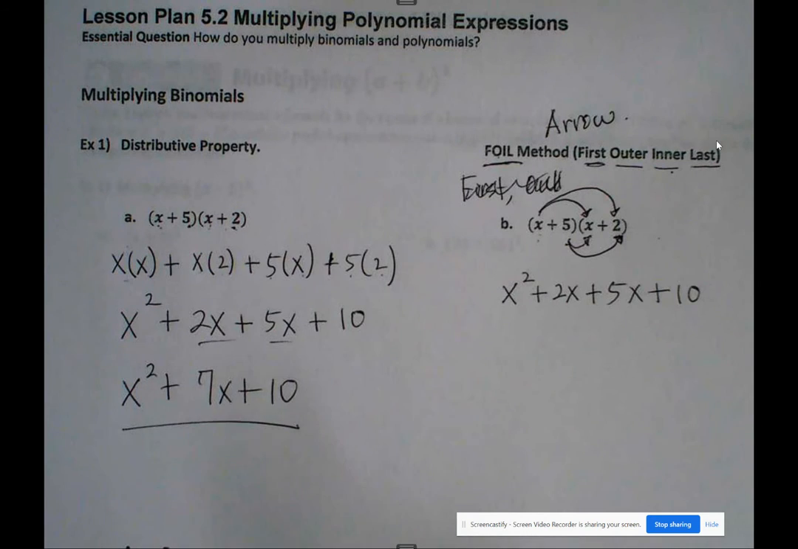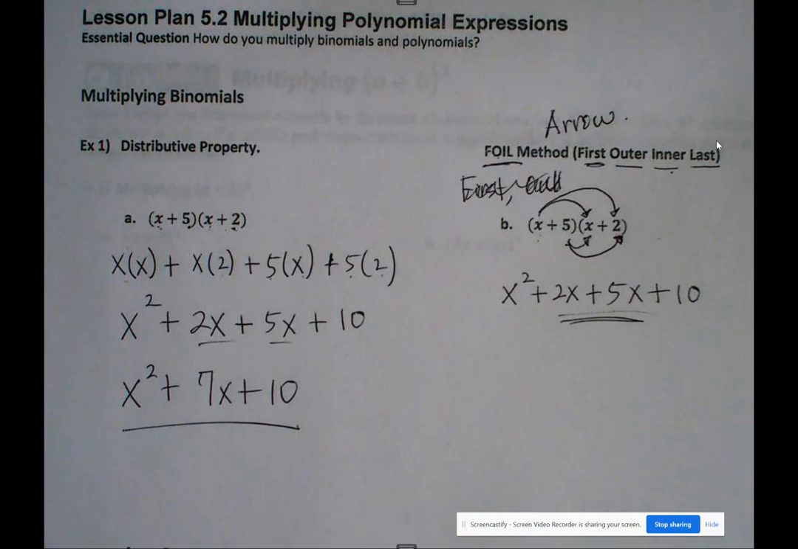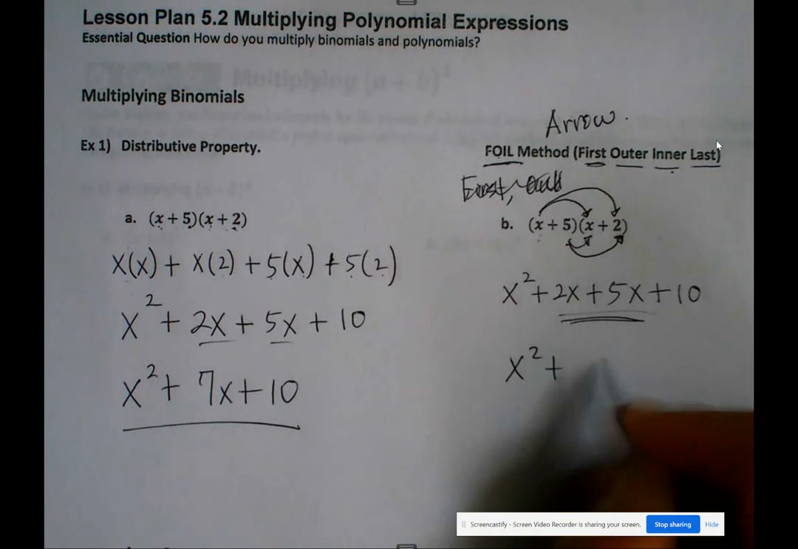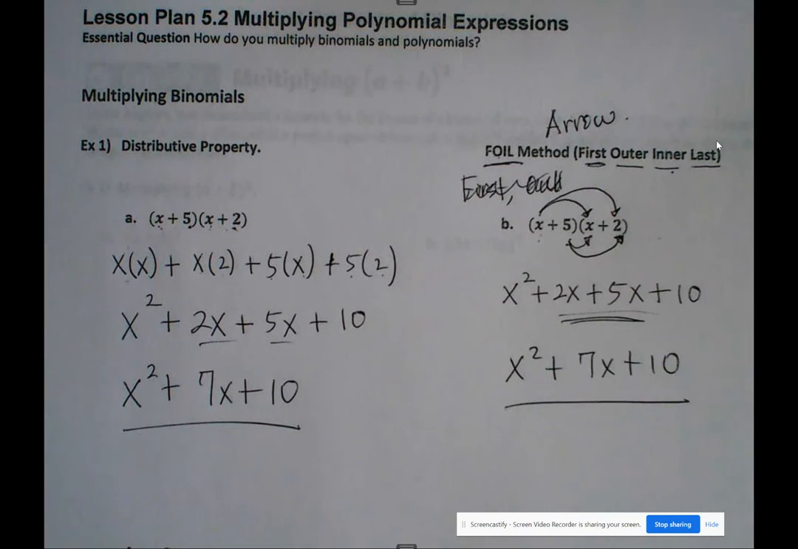Right, I'll give you time to copy the arrows and the rest. Just like the other one, you can see that there are a couple of terms that we can combine, 2x and 5x. And that will give you the same thing, 7x plus 10. And there it is. They're the same answer. All right?